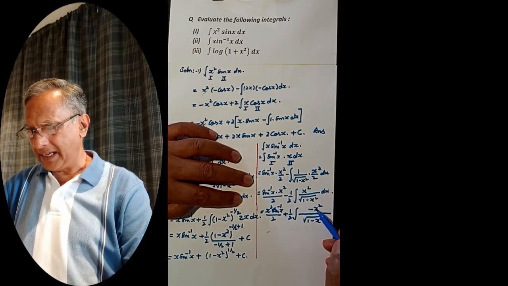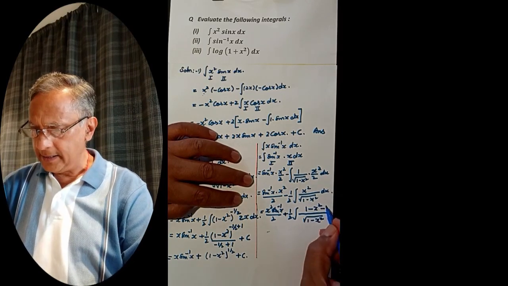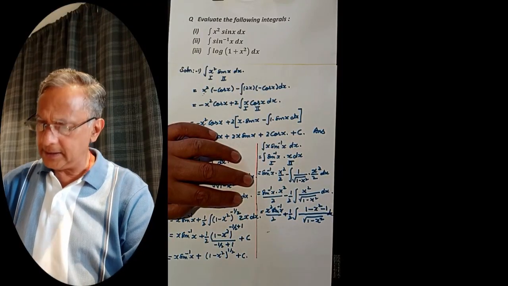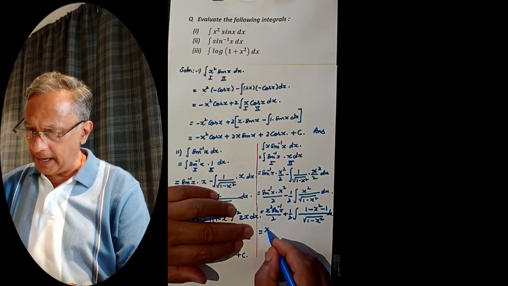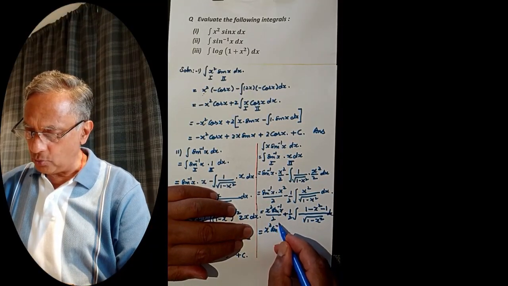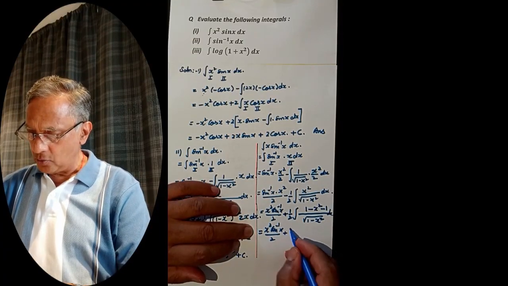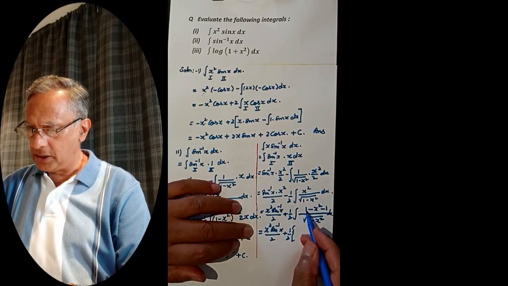Now we have to express this in terms of this. So what we do is we add 1 and subtract 1. Now separate this into 2. So this will be x square sine inverse x by 2 plus 1 by 2 into. Now this cancels with this.